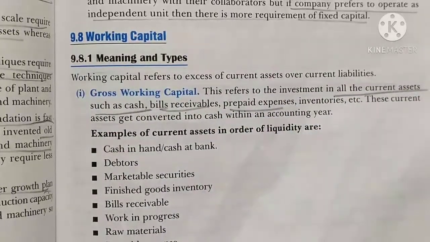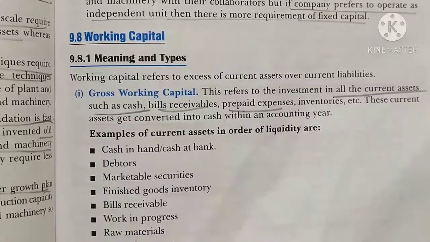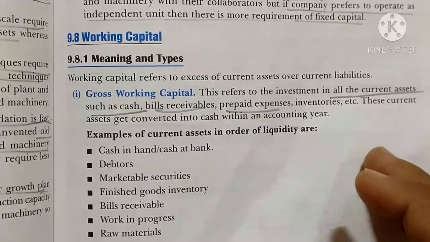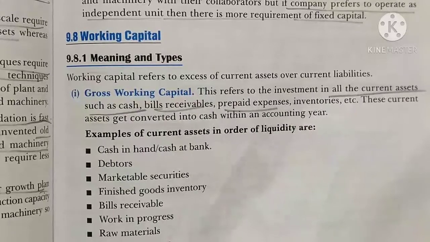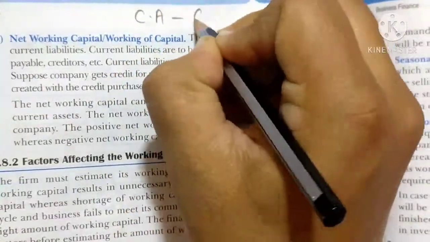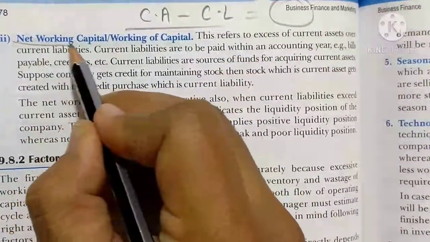Now you are a commerce student, so in accounts you have learned about working capital very well. This is called gross working capital. So examples are given, you know very well also. Now if we talk about the second type of working capital, that is what? Net working capital. What is net working capital? That is the balance between current assets and current liabilities, which means current assets minus current liabilities. Whatever balance comes, that is called net working capital.